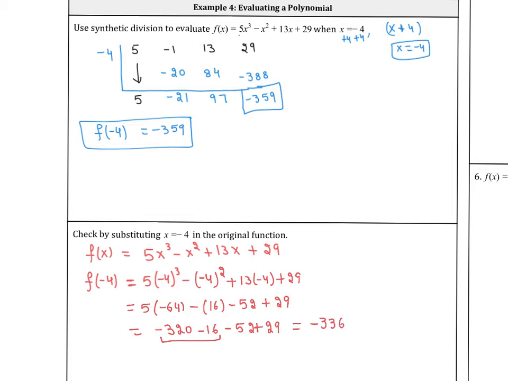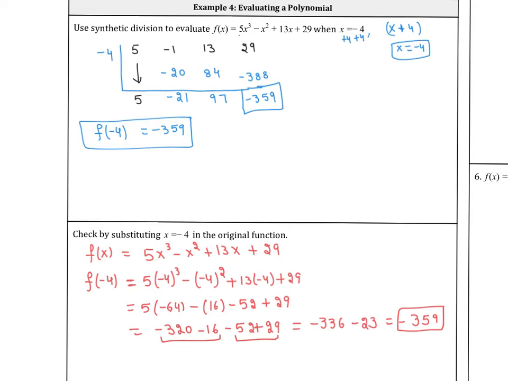And now you're going to combine these two. You get here negative 23, and your answer is negative 359. And you can see that using the synthetic division, we got f of negative 4 as negative 359, the same answer we got when we plug it in or substitute negative 4 into the function.